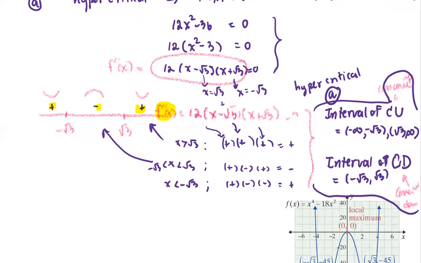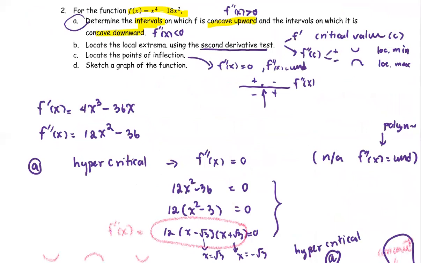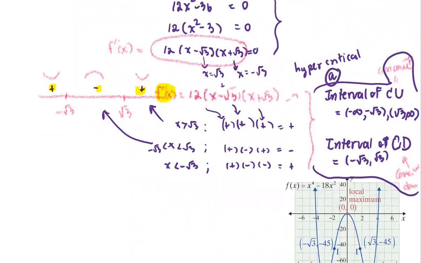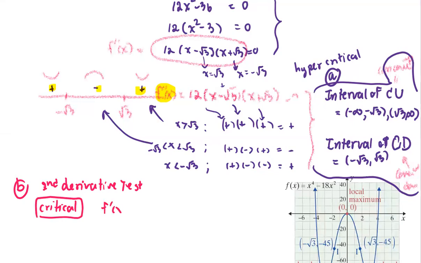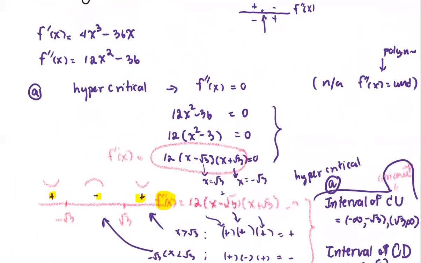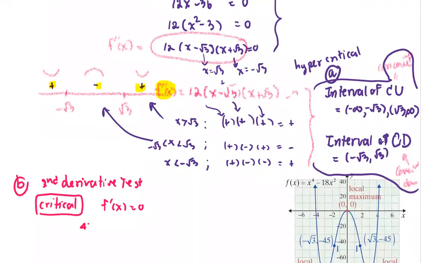Okay, and then the next one, part B, asks to locate the local extrema using the second derivative test. For part B, using the second derivative test, you're going to use the critical points, from f prime equals 0. And what is our f prime? We found it at the beginning. F prime is right here, 4x to the third minus 36x. So 4x to the third minus 36x equals 0.